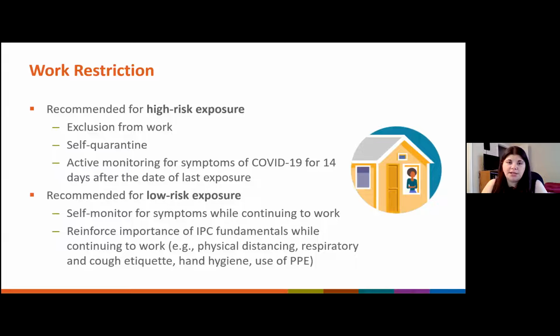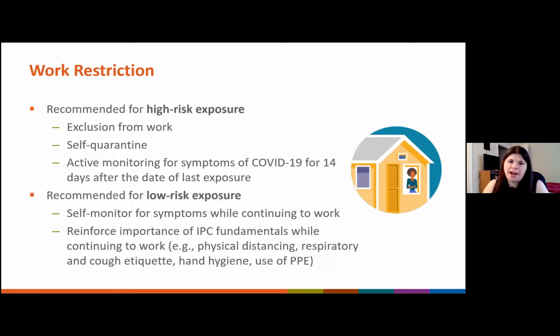Ideally self-quarantine at home, or what might be more common practice, to quarantine in a specific area of the hospital or at a designated facility, depending on what the policies are in your country. And during that time, actively monitoring for symptoms of COVID-19 for the next 14 days after the date of that exposure.